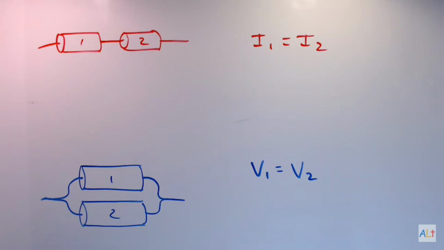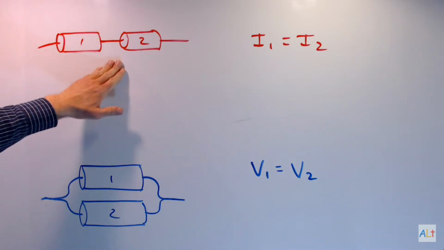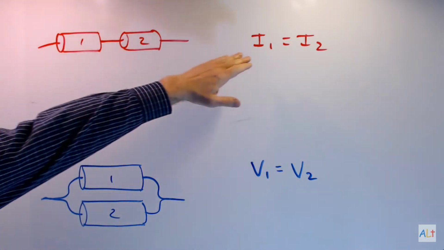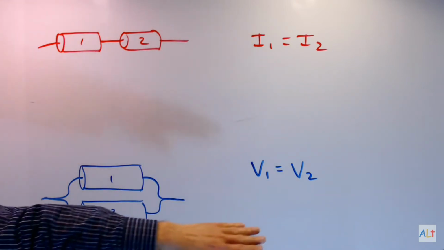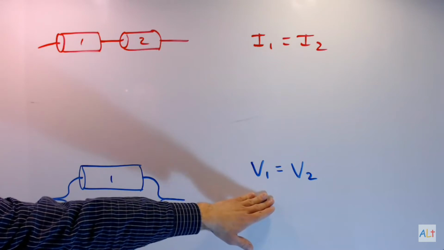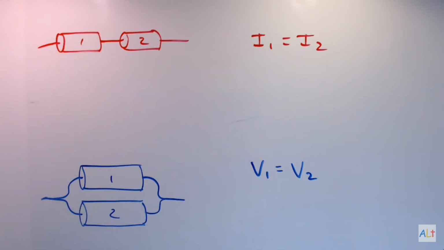Current and voltage drop in series and in parallel. Everything you need to know was in the thumbnail. If two circuit elements are in series, they have the same current. If two circuit elements are in parallel, they have the same voltage drop. There's nothing else to say, so let's keep going.